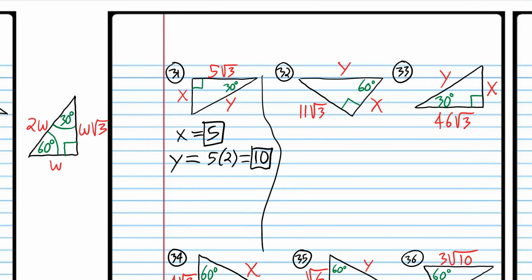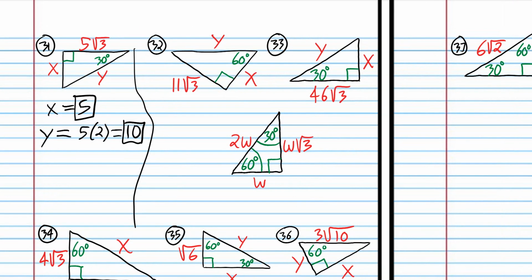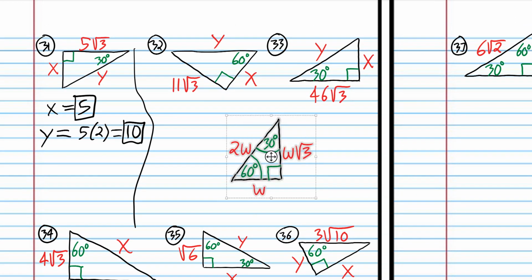So now it's time for you to try. I'm going to bring this shape over. Remember, we're given the side opposite 60 in these problems. So you need to figure out what is multiplied into root 3, opposite 60, and you're going to use that to find the other sides. So try number 32, and when you come back, we'll do it together.